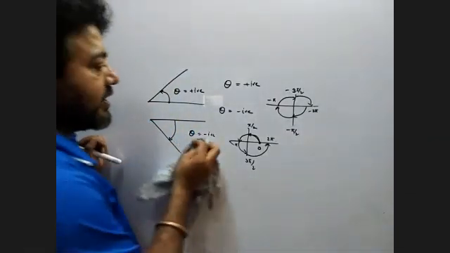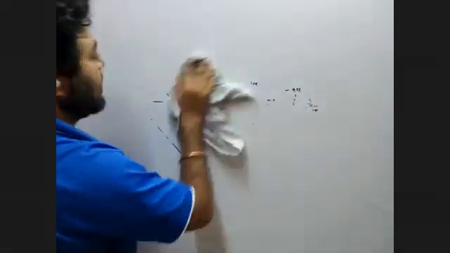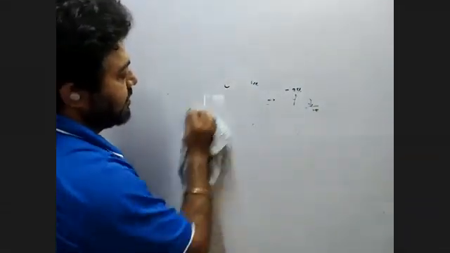Sir, can you repeat the topic? The topic is that we consider the angle. If we move clockwise, then we take the angle negative. If we move anti-clockwise, we take the angle positive. And you can write the heading: mathematical tools.